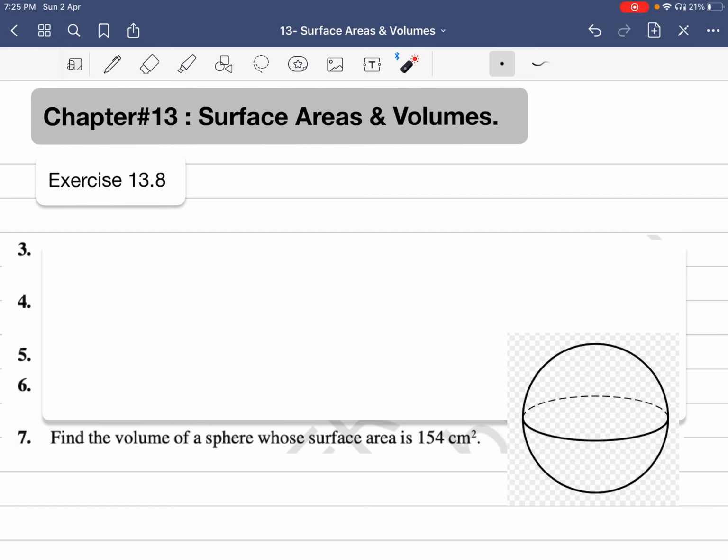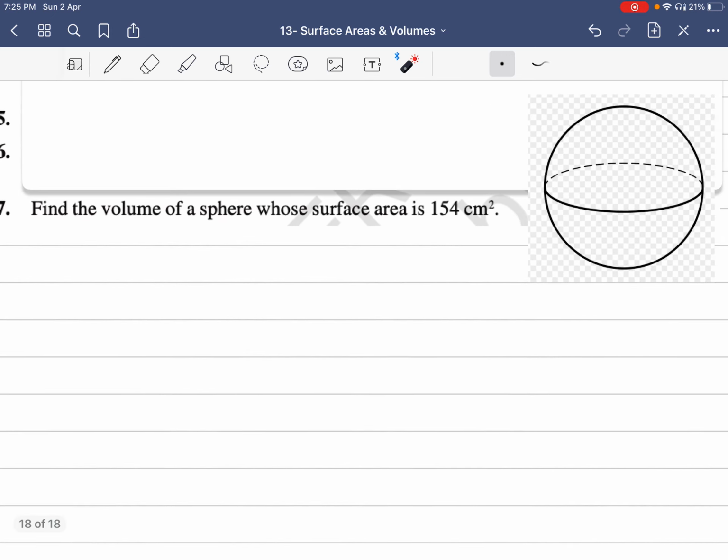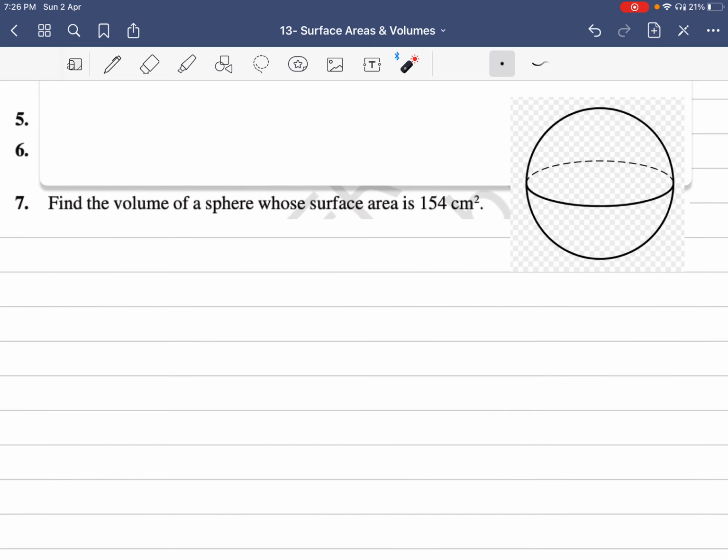So in this video, we're going to solve questions from chapter number 18, surface areas and volumes. We're going to look at questions from exercise 13.8. So let's come down and try to focus on this question number 7. The question reads, find the volume of the sphere whose surface area is 154 centimeter square.